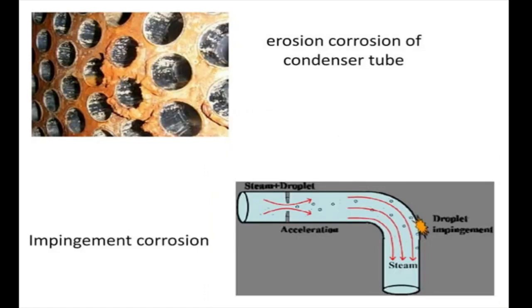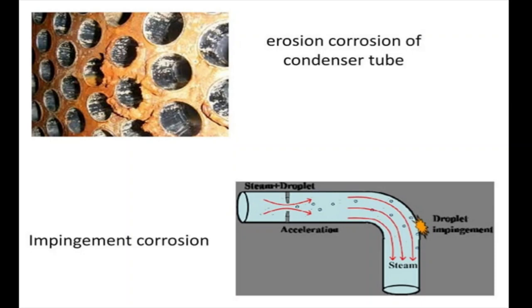the side walls. And this is erosion corrosion on the condenser tube in different types of heat exchangers, evaporators, etc. So over here you can see the type of erosion corrosion of the condenser tube that occurs, which is very common. And the second type is called impingement corrosion.